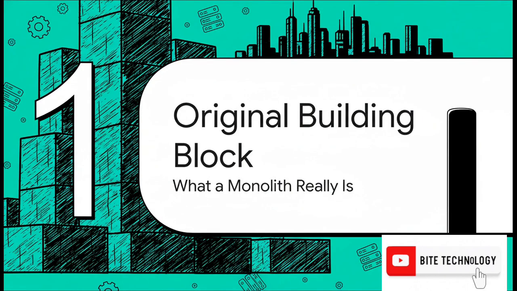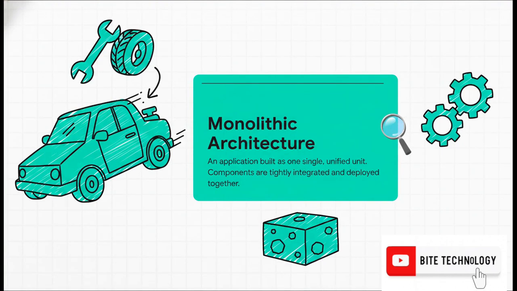So to get to the bottom of this, we've got to go back to basics. What is a monolith, really? And why did it become the original go-to building block for so many legendary applications? At its very core, a monolithic architecture is an application that's built as one single unified unit. All the components are tightly integrated and they're all deployed together. Imagine building a car, but the engine, the wheels, the chassis, everything is forged as one single inseparable piece. If you need to fix a flat tire, well, the entire car has to go into the shop.